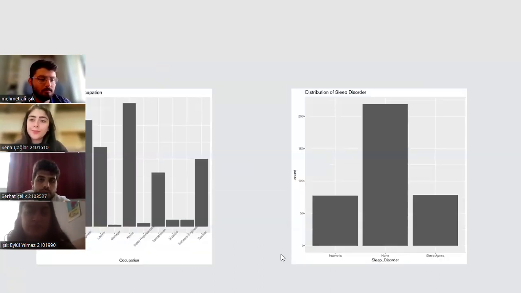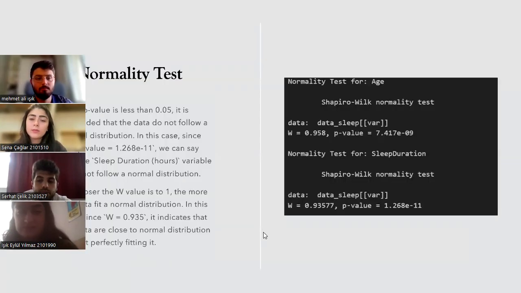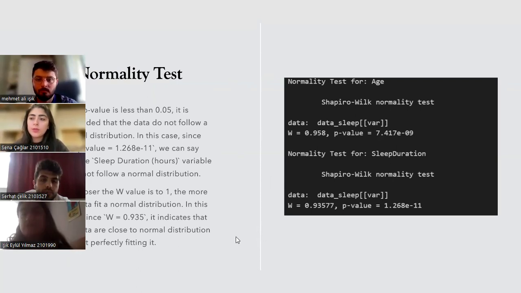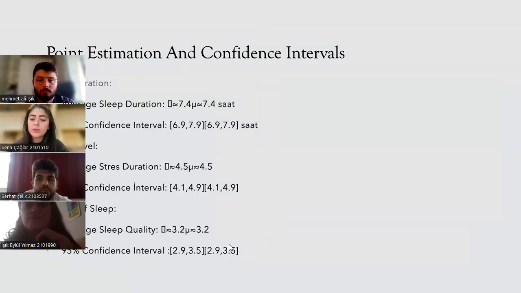Next up, our code includes charts and graphs like this. For the normality test, in our code the p-value was less than 0.05, so our sleep duration variable does not follow a normal distribution. And then our W value was closer to 1, which means that the data are close to a normal distribution, but not perfectly fitting it.